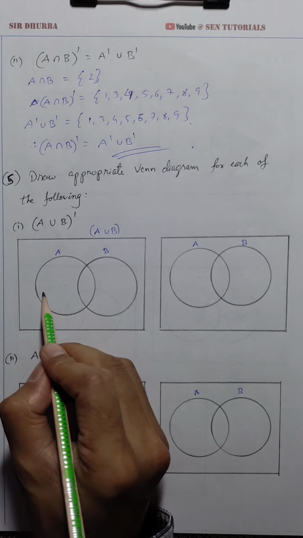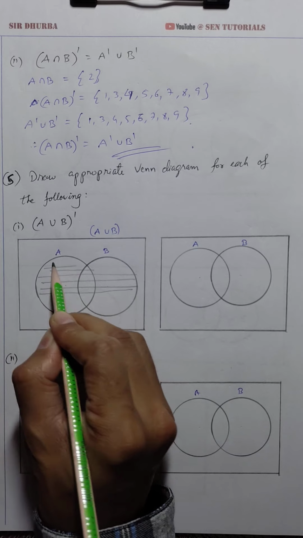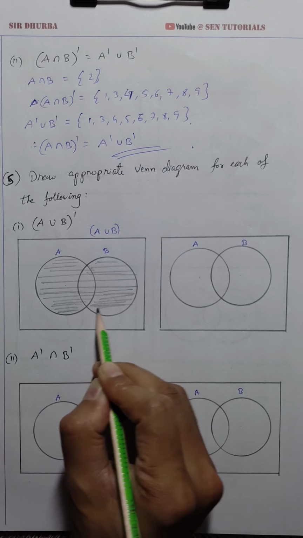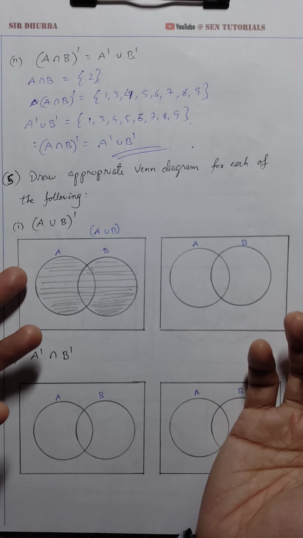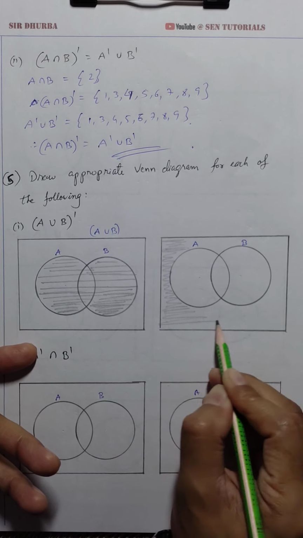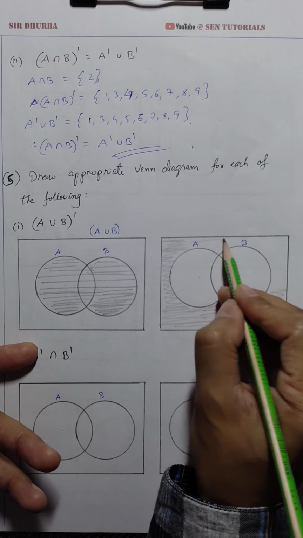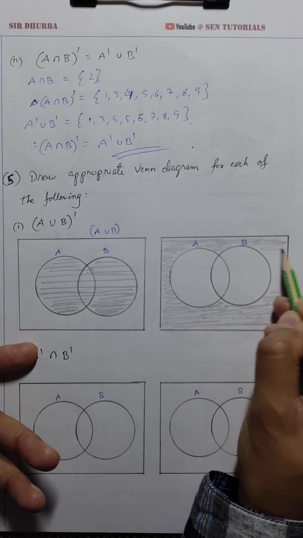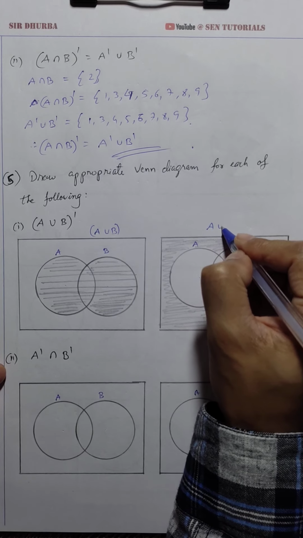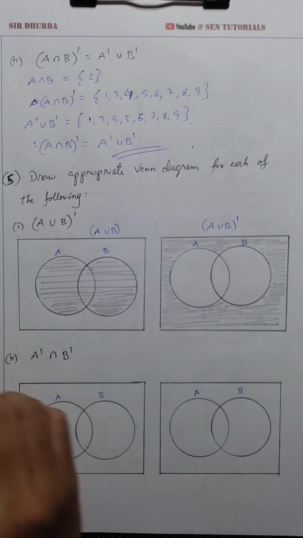So A union B would be, I'll be combining A union B. So this is going to be my set A union B. So it's very simple. Complement means just the reverse of it, isn't it? So all these elements. All right, and this is A union B complement.